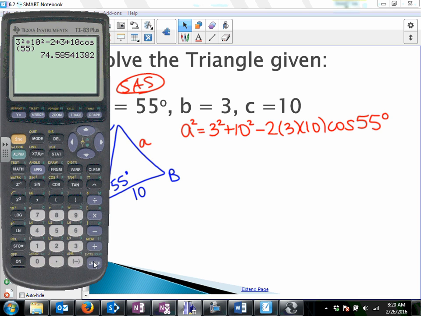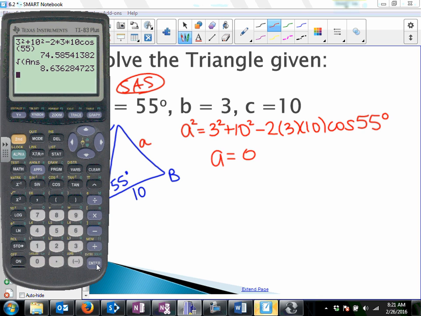Then what do we have to do with that? Take the square root. Leave this in your calculator. Okay, we can do a lot of our work on the calculator. We've set up the problem. That's all I need to see. Everything else can be done on the calculator. So now we're going to take the square root of that number. And so side A is 8.64.